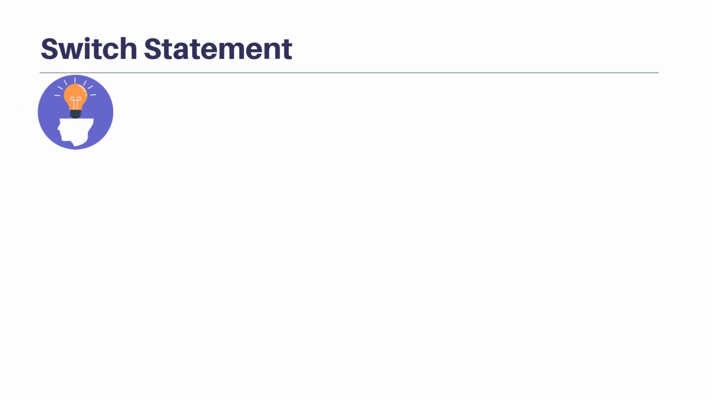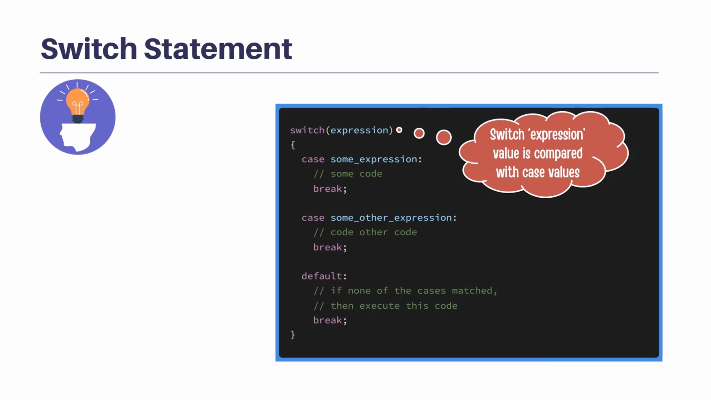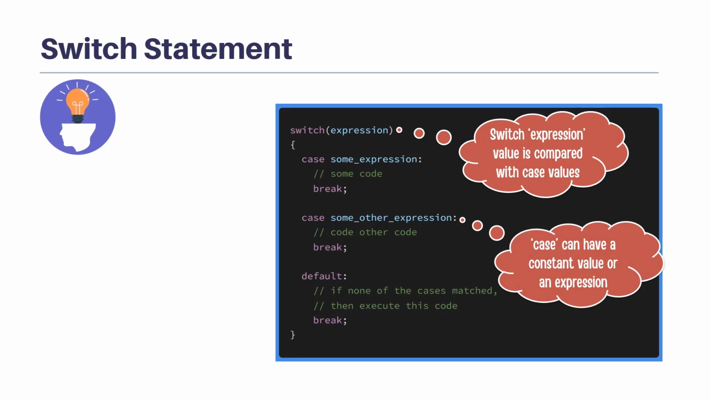Let's move to another type of conditional statement, a switch statement. A switch statement takes an expression as input. Inside the switch block, there can be multiple case blocks. Every case block starts with the keyword case followed by an expression or a constant value. The expression mentioned in the switch is compared with the expression from each case. As soon as the first match is found, the matched code block is executed.